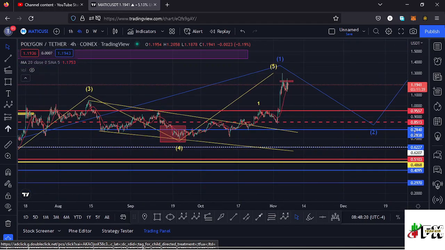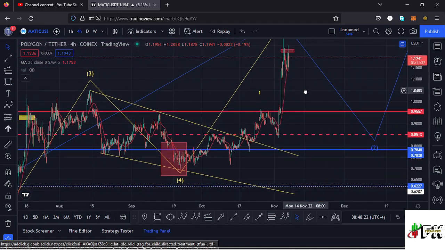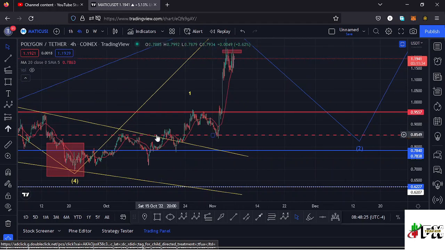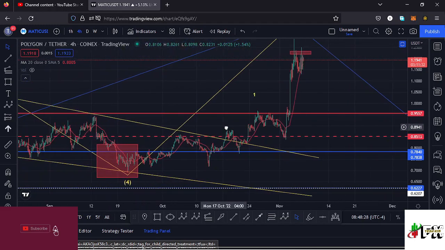And getting a little bit into the formation of this fifth wave over here, before we saw that breakout, we had been trading within a channel, which I have highlighted here in yellow.